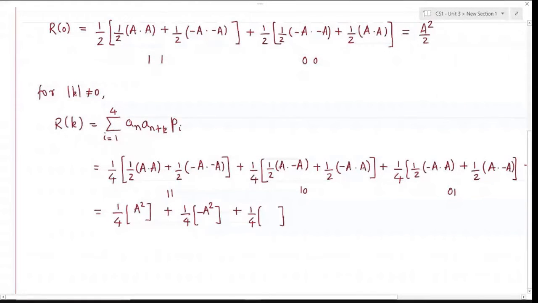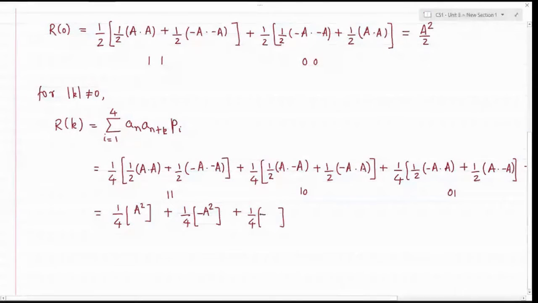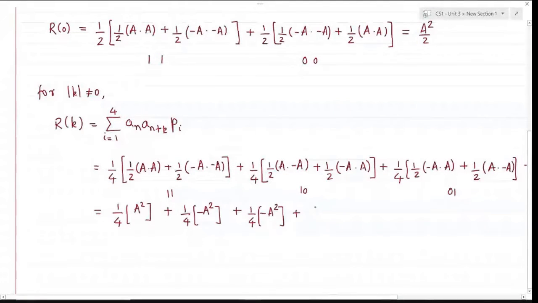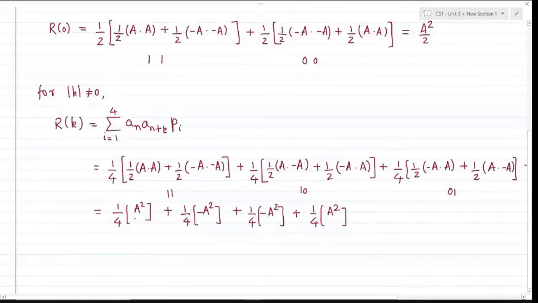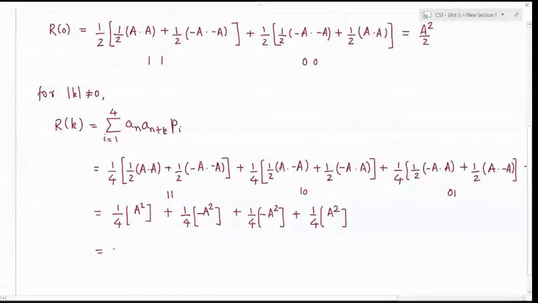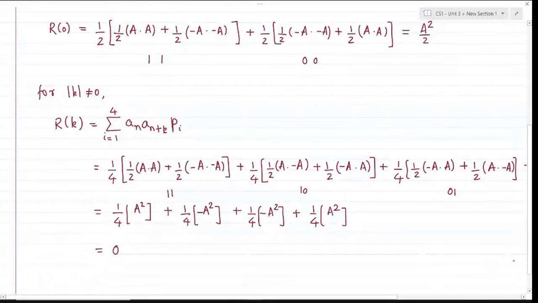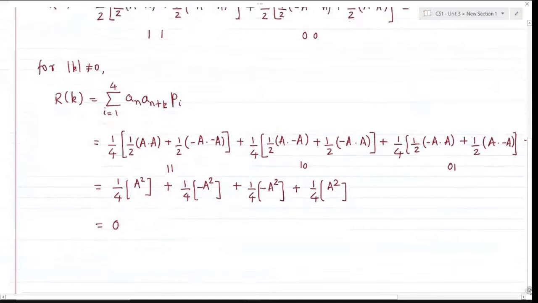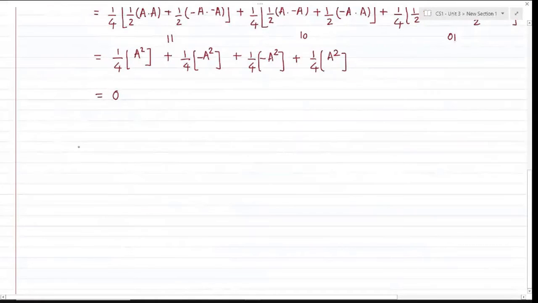And for the third combination, it's exactly the same way. And for the last combination we have got plus a square. Again, this will result in simply 0. So the autocorrelation function for k not equal to 0 will also result in 0. Right, so r of k, the autocorrelation function, will exist only for k is equal to 0. The value is exactly similar to the bipolar NRZ scheme.